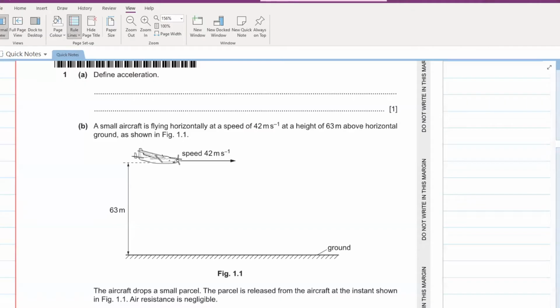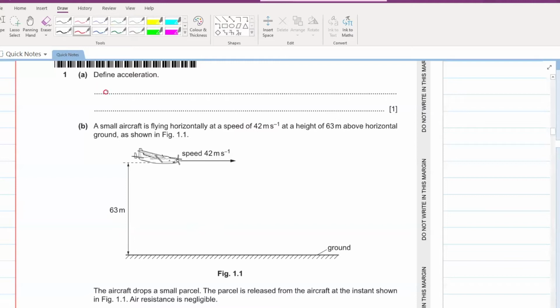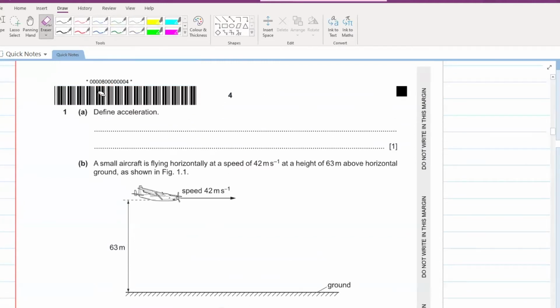Now, let's see this. Define acceleration. What is acceleration? Acceleration is the rate of change of velocity. Let's write it down. Acceleration is the rate of change of velocity. Simple as that, nothing complicated here.